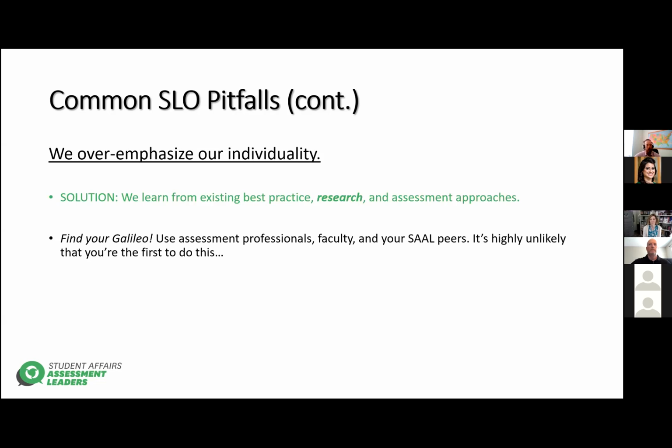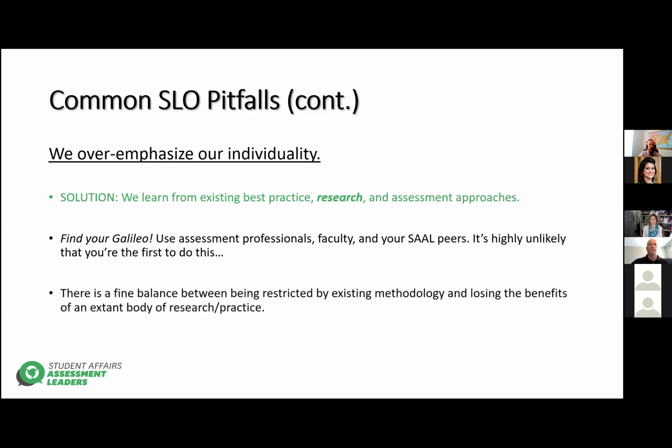We may need to talk with our professionals and really get into a world where we're saying, okay, I see the way that you articulated this outcome. I think that's 80% of what I want, but how am I going to tweak that a little bit to be precisely what I'm talking about? I think there's really a fine balance between being restricted by existing methodology, a lot of the things that people don't like when they talk about quote unquote standardization, but losing the benefits of standing on an extant body of research or practice.